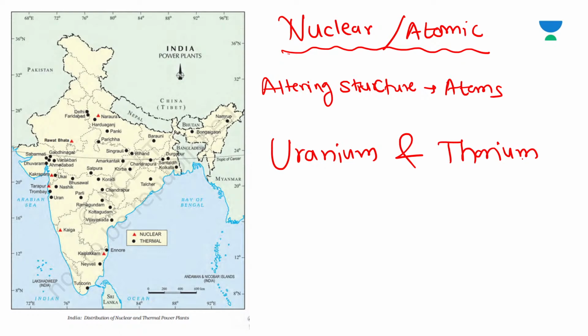So, these are the 6 nuclear power stations we have discussed, like Narora, Rawatbhata, Kakrapara, Tarapur, Kaiga, and Kalpakam. These 6 nuclear power stations.